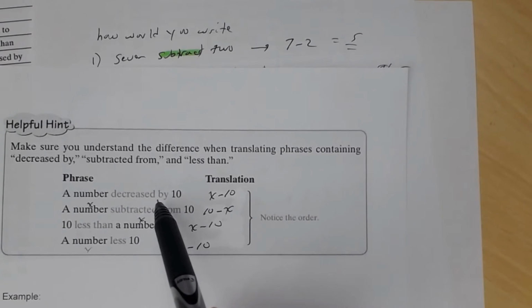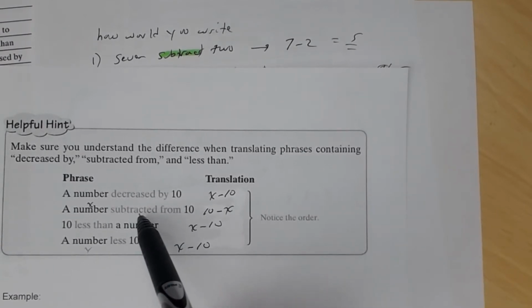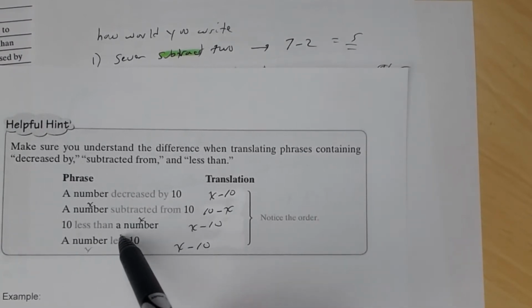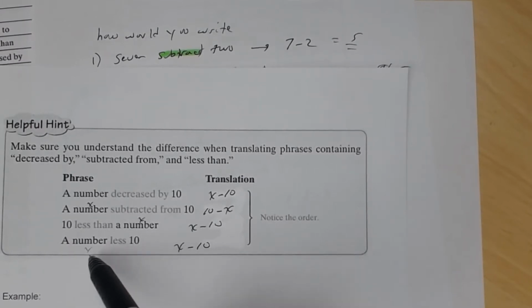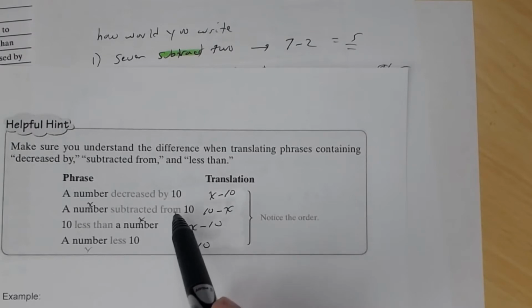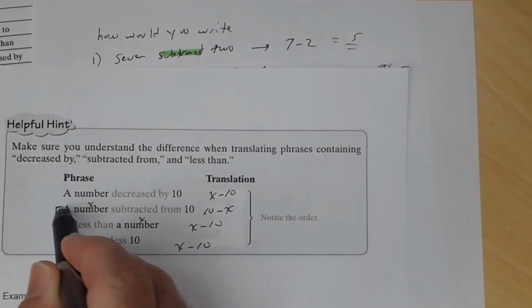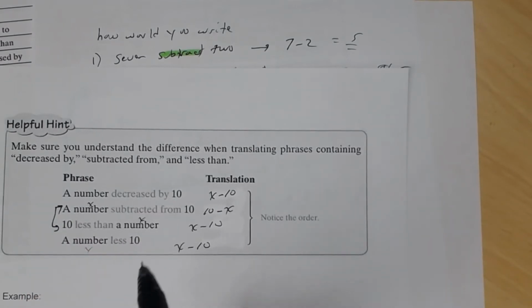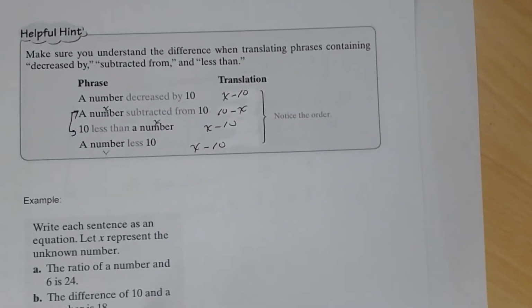So remember, decrease by, you write as you see it. Subtract from, you go backwards. Less than, you go backwards. And then a number less 10, you write in the same order. Okay, so these are the only ones you go backwards with, these two right here. So you got to be careful with these two. Okay? All right, so let's do the example.